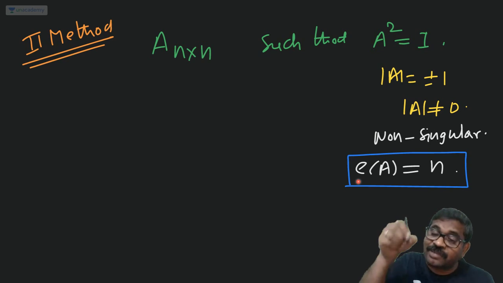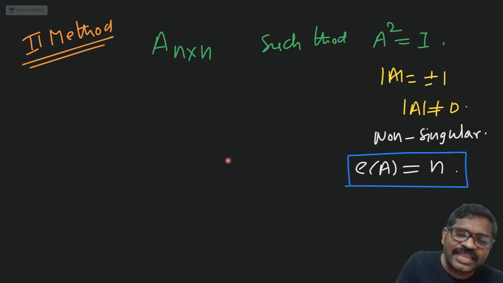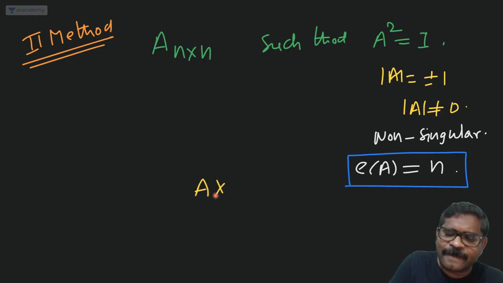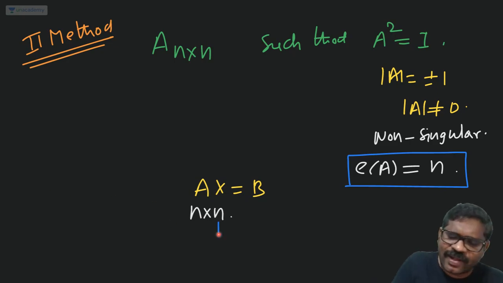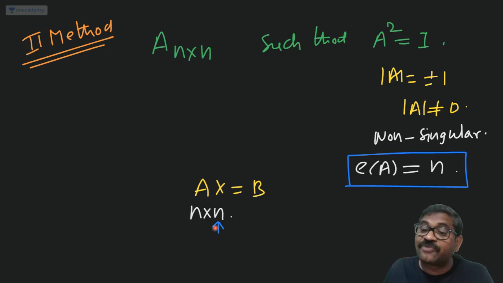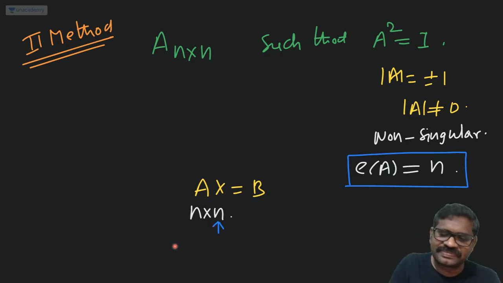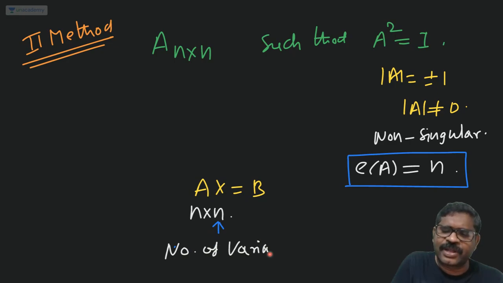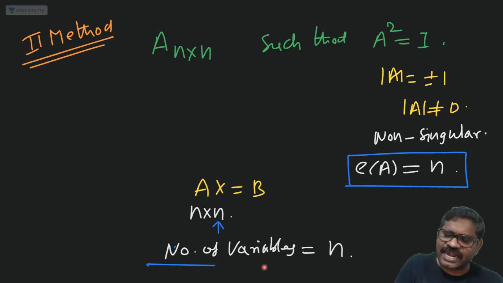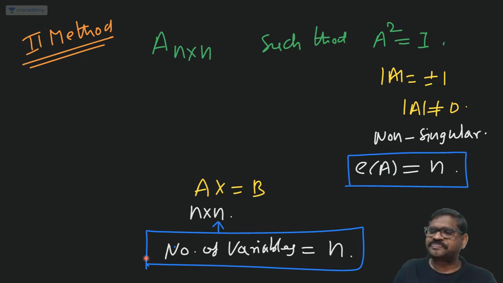The number of columns in the coefficient matrix in Ax equal to B always declares the number of variables in the system. That's why I can write number of variables equal to m. This is another point you have to remember. Now I am going to derive the third point. What is that third point? Observe.